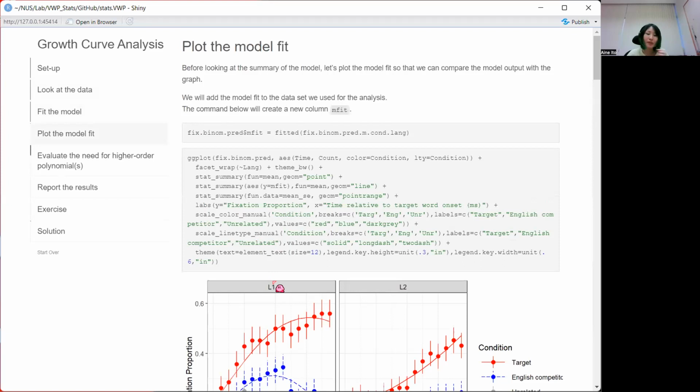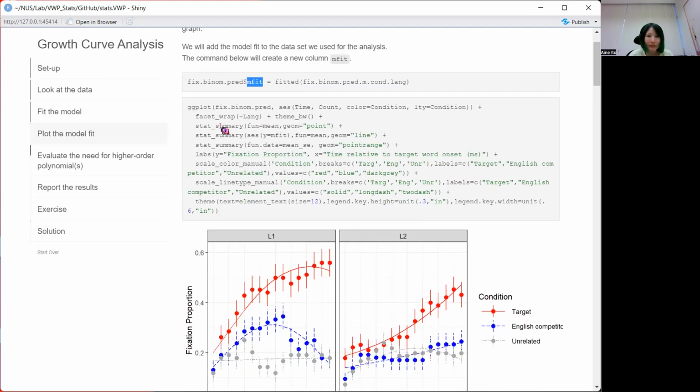Okay, so we can now plot the model fit now that we have the model, right? We can do so by using a fitted function. This is the model that we got from the previous function, so we just put that in the fitted function. And then we can add this to the data that we had, creating a new column called model fit. So the model fit values are added to this data set.